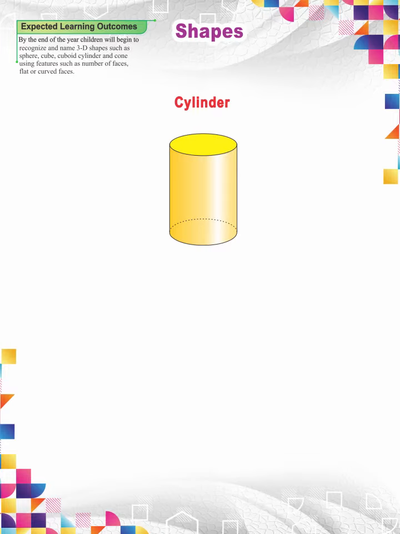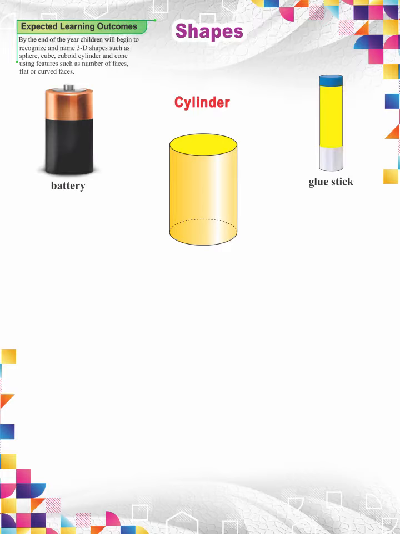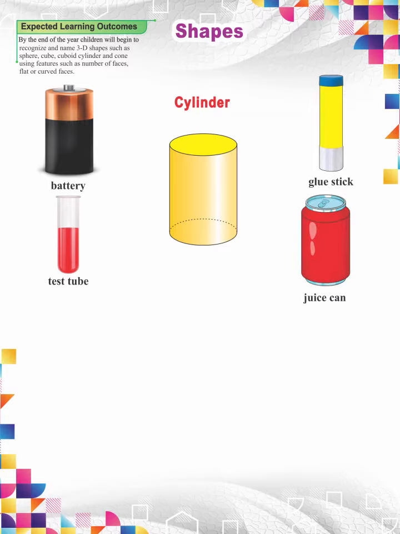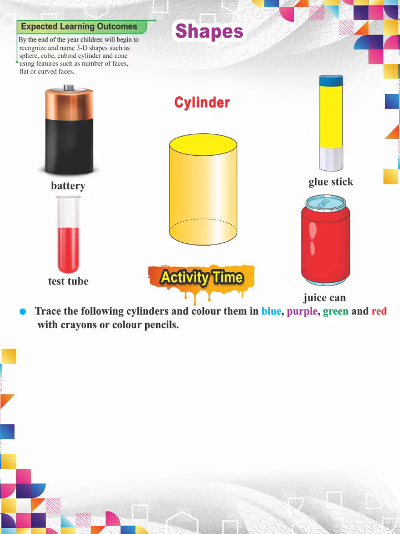Cylinder shape can be seen in objects like battery, glue stick, test tube, and a juice can. Think of other cylinder shaped objects and share the information with your friends. Let's have some activity time. Trace the following cylinders and color them in blue, purple, green and red with crayons or color pencils.